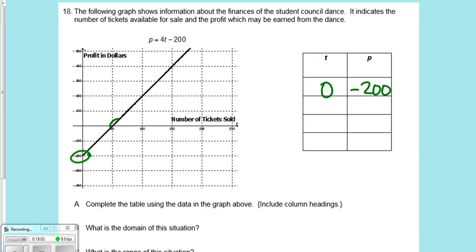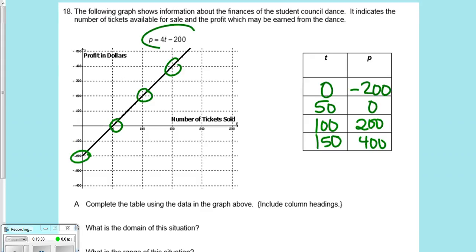So the next point that I notice is this one right here. At, it's hard to tell, 50, they break even. So if they sell 50 tickets, they have $0. But at least they're not in debt, right? Okay, 100 tickets, they have made, is that 100? No, $200. Okay, so that's good. Next one I see is 150 tickets, in which they've made $400, okay? Now, even though those numbers are pretty hard to see, the other way I could have gotten these numbers is by using my equation to work this out, right? If I plug in each of these numbers, I should get out each of these numbers, okay? So complete the table, check, I did that.